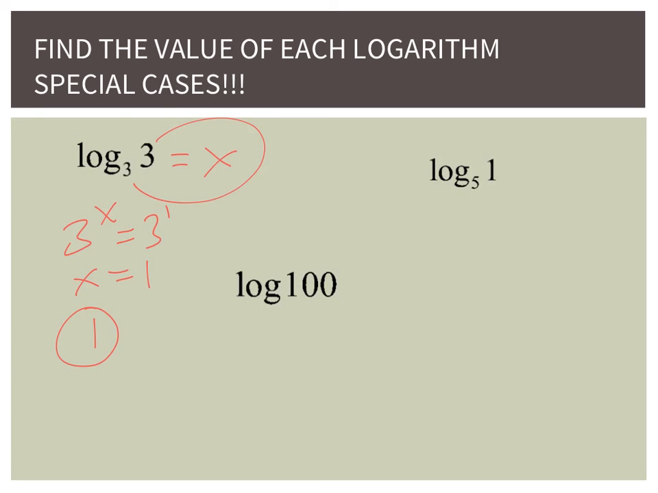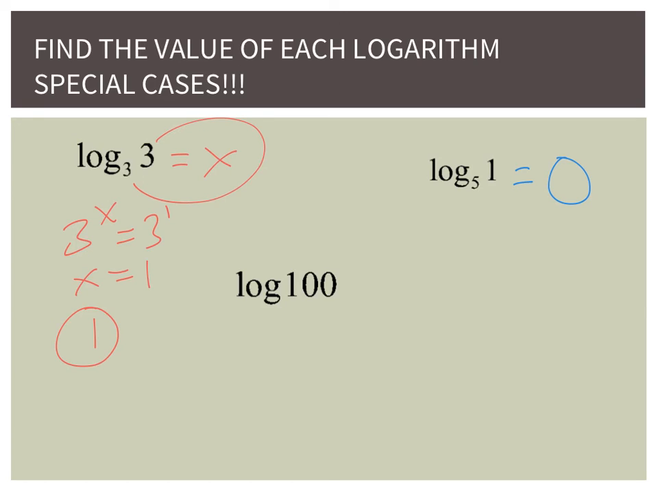How about log base 5 of 1? Well, 5 to what power is going to give me 1? Well, anytime an exponent is 0, I get 1. 100 to the 0, 2 to the 0, 1,000,000 to the 0 power always gives me 1. So that means my exponent is 0.